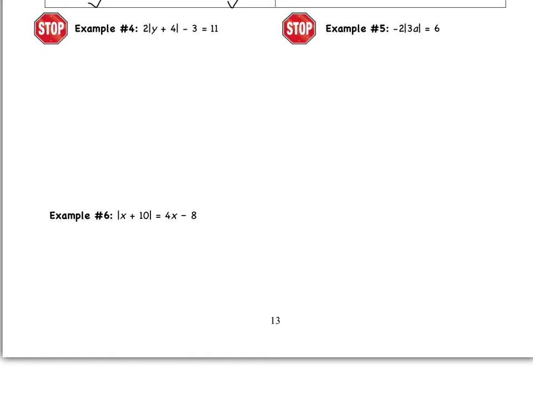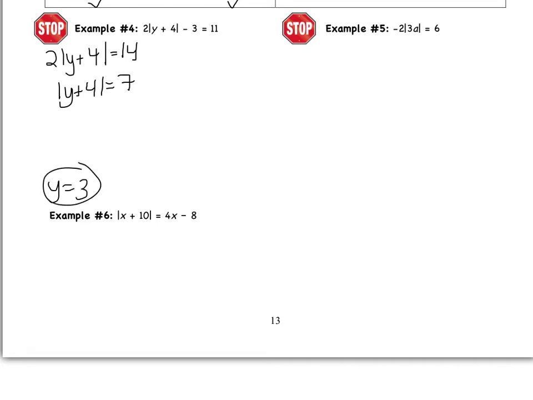Okay, so you should have had a chance to try these on your own. Example 4, the first thing that you should have done was isolate the absolute value. So I'm going to add 3 to both sides, divide by 2. At this point, you should have written 2 equations. You end up with y equals 3 and y equals negative 11. If you did not get both of those, you need to go back and find your mistake. When I check tomorrow, I'm going to check to see that you have both of those answers and all of the corresponding work.